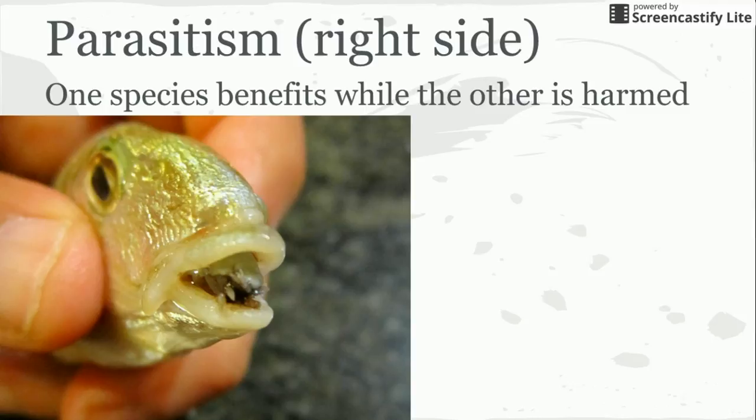The last one we're going to talk about is parasitism. This is where one species benefits while the other is harmed. So you'll notice that there's a parasite within this fish's mouth, and it can drown the fish. It can help block nutrient absorption, and it actually harms the fish while living in that area of the fish's mouth.